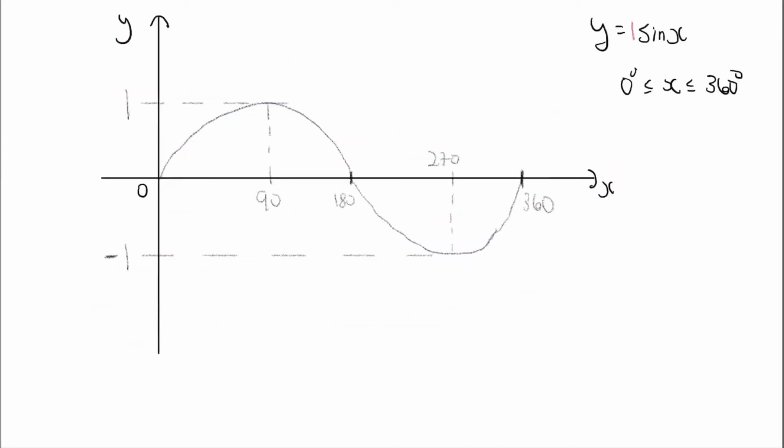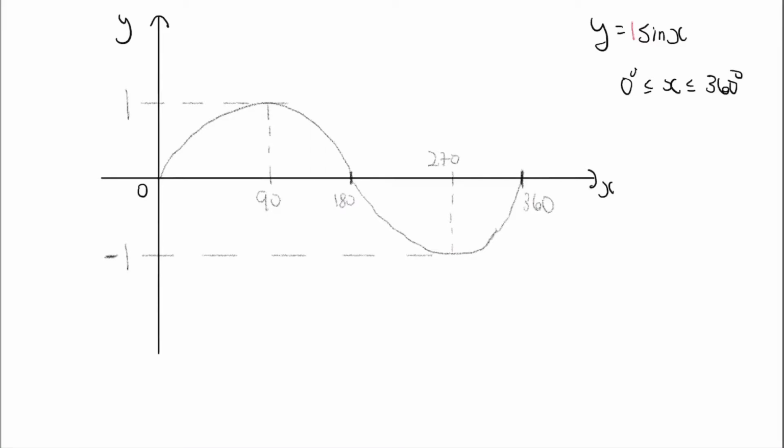This is our basic sine graph, where the period is 360 degrees, the amplitude is 1, the maximum point is 1, the minimum point is -1, the maximum occurs at 90 degrees and the minimum occurs at 270 degrees. Now, I am using y and x, y equals sine x.